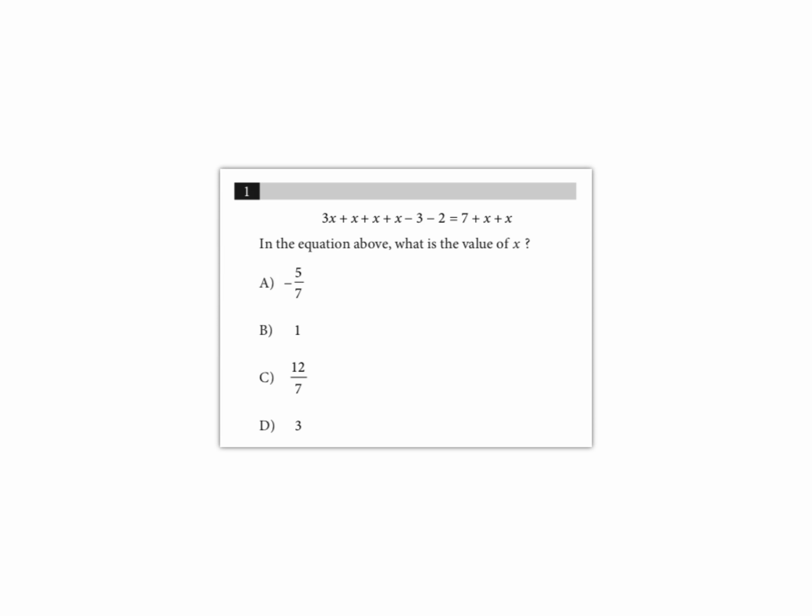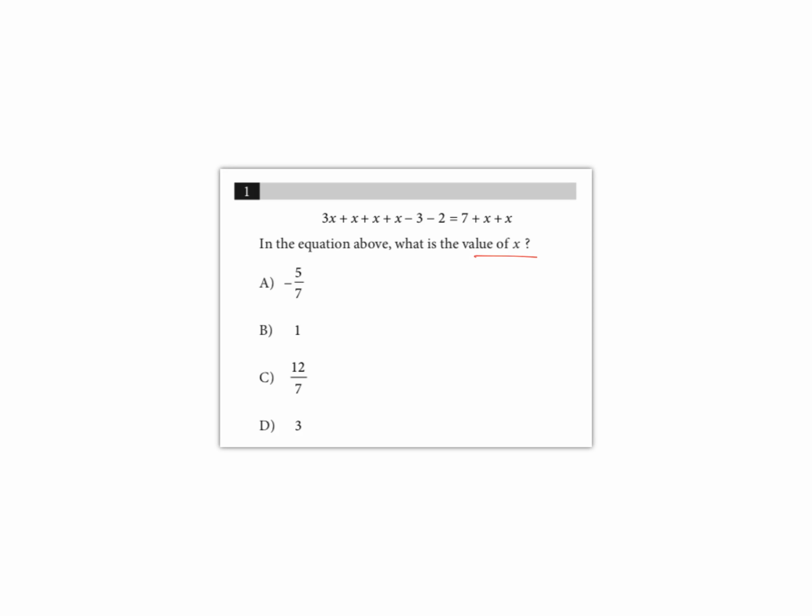Let's go ahead and read number 1. 3x plus x plus x plus x minus 3 minus 2 equals 7 plus x plus x. In the equation above, what's the value of x? Just like we previously talked about, we got to identify what we're solving for. We're solving for the value of x.